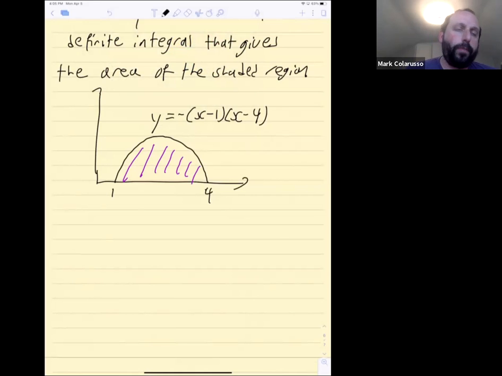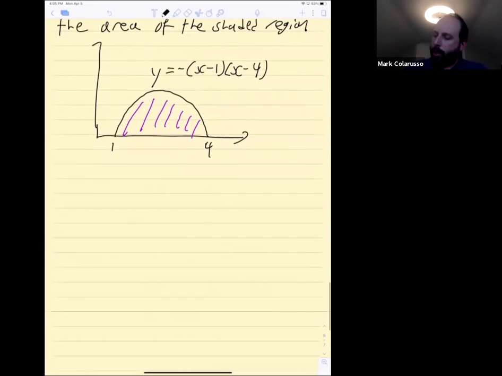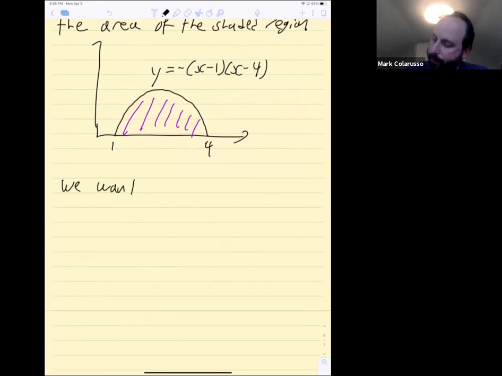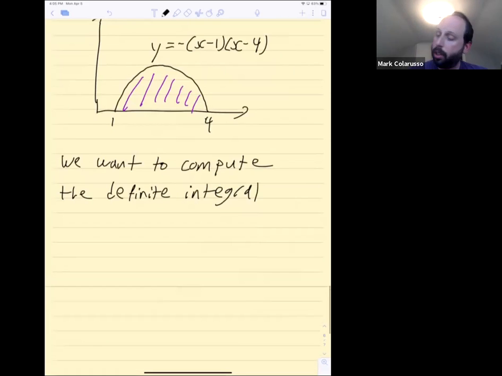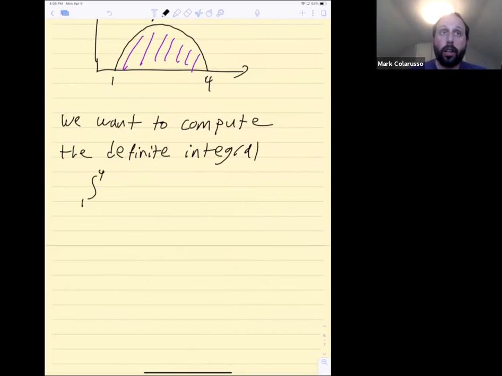Now, this is really difficult to do using classical geometry. There are some very old ancient geometric formulas that you can use, and if you're interested, I can tell you, but they're not something that you would learn in school anymore. Really, the way to approach this efficiently is to use calculus. Okay, so we need to compute the definite integral from 1 to 4 of minus (x minus 1)(x minus 4) dx.